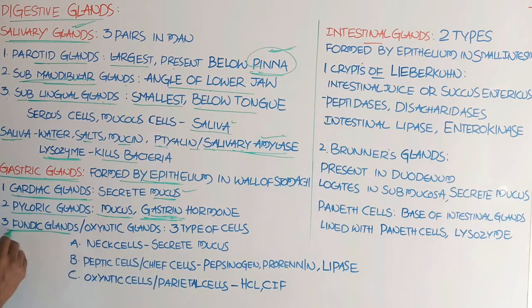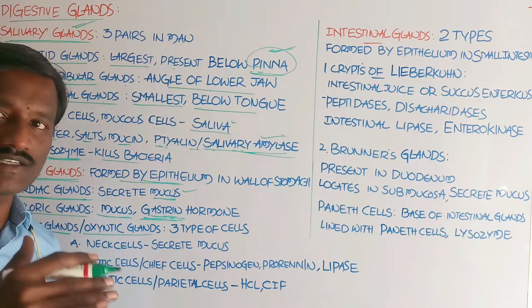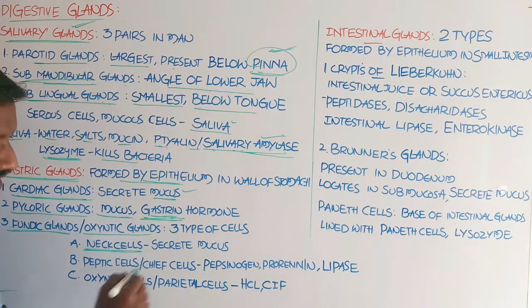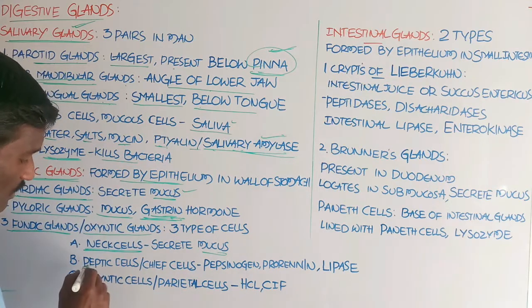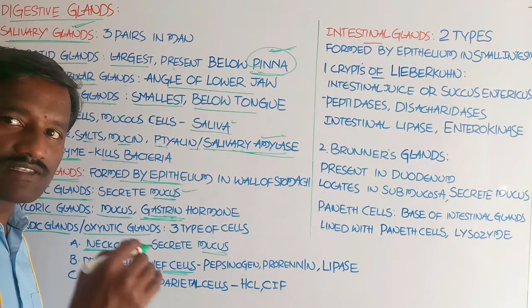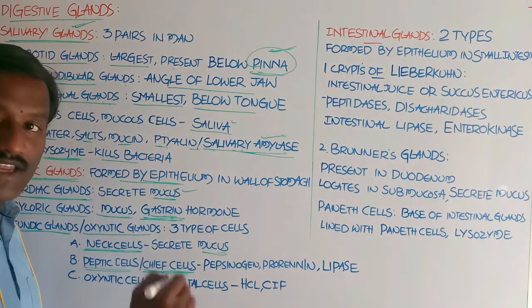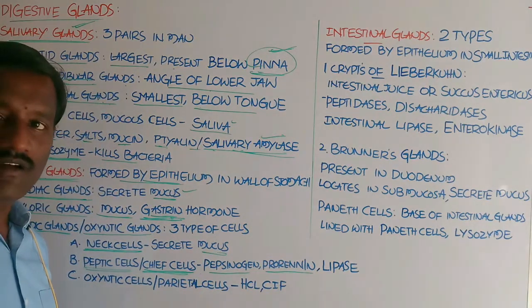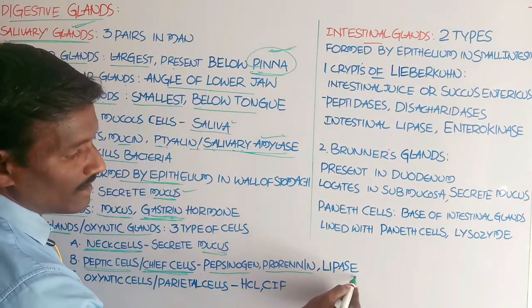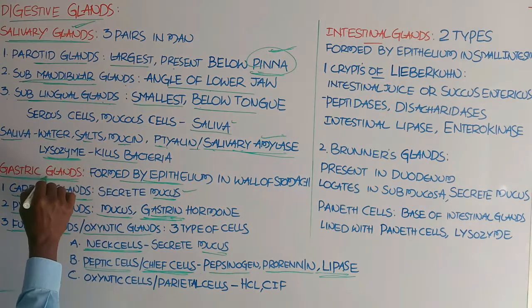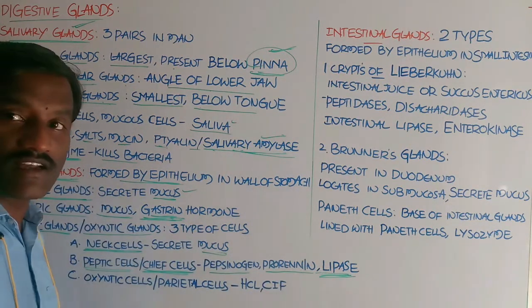And fundic glands are also called oxyntic glands. Fundic glands consist of 3 types of cells. What are the 3 types of cells? First one is the neck cells. Neck cells secrete mucus. And another one is peptic cells. Peptic cells are also called chief cells. Peptic cells, chief cells secrete proenzymes. Proenzymes are pepsinogen and prorenin. And the lipase enzyme is secreted by gastric glands, hence called gastric lipase.